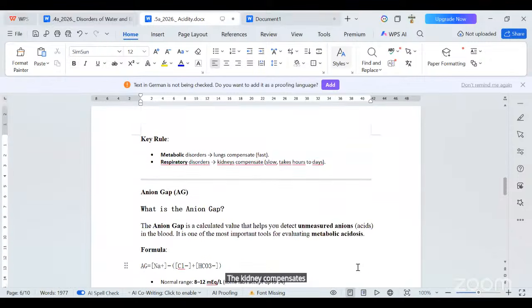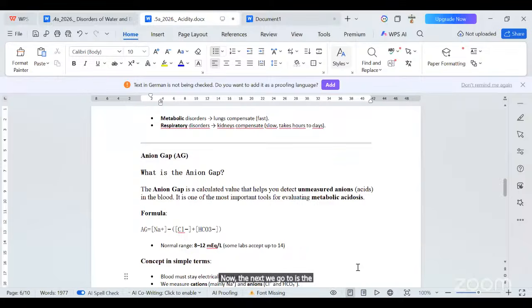Now, the next we go to is the anion gap. We've talked so much about acids and bases. Okay. Now, what is an anion? The anion gap helps one to detect unmeasured anions. That's the unmeasured acids in the blood. And it's very important because it helps to evaluate the levels of metabolic acidosis.